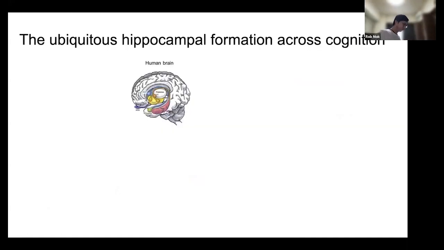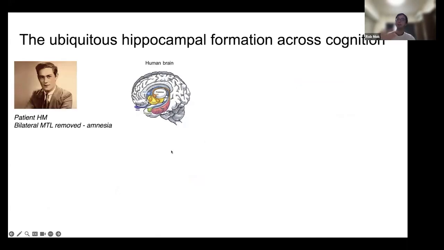So here I've talked a bit about the hippocampal formation and what it's been involved in, and as many of you know, it seems to be involved in a lot of things, and one question is why. So in the human brain, this pink area is the hippocampus, and patient HM is the famous one, where when he got his bilateral medial temporal lobe removed, including the hippocampus, he was no longer able to form new memory, and he had amnesia.